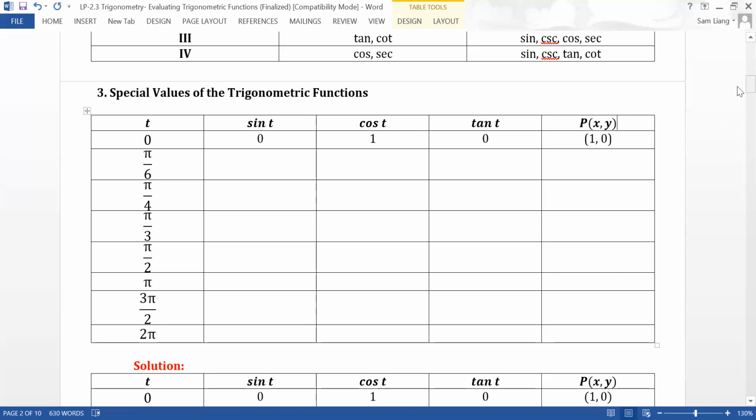But yeah, let me show you the solution. Well, we would have pi over 6, pi over 4, pi over 3, pi over 2, 3 pi over 2, and 2 pi. So these are the very common values for trig functions.